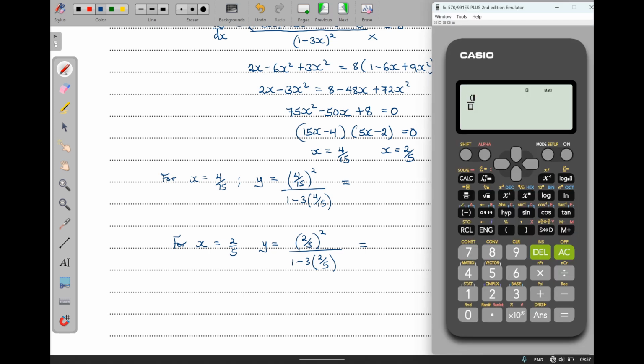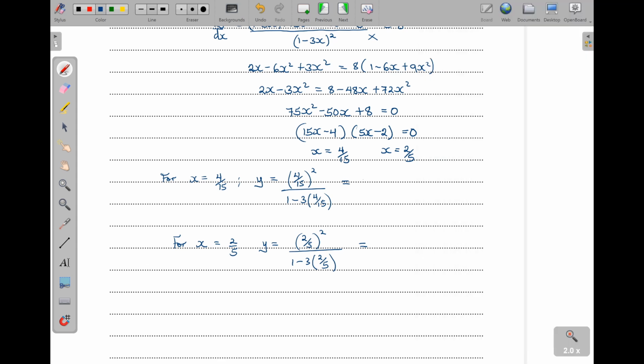Now we have 4 over 15. Then we square that. Then we go down, 1 minus 3 times 4 over 15. Altogether, this one gives us 16 over 45. 16 over 45. Then how about when we put 2 over 5?